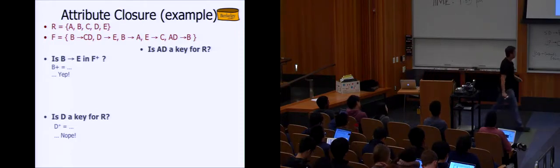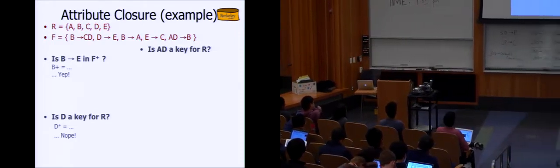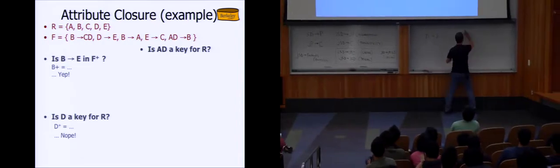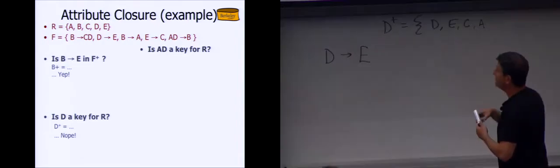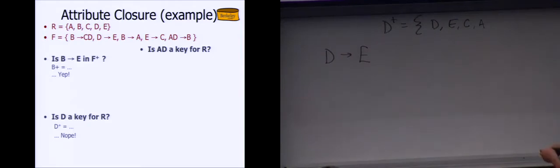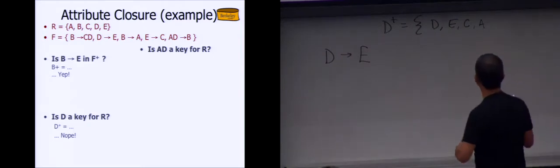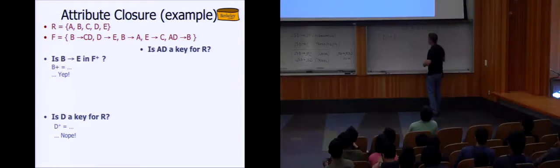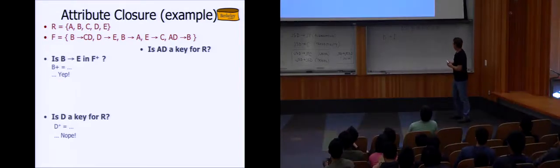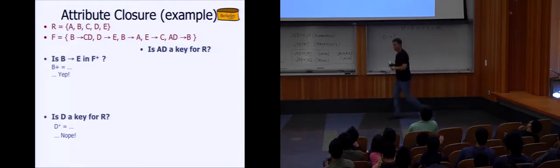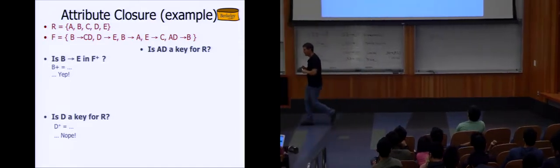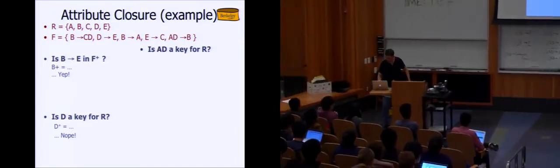All right. Is AD a key for R? Let's try again. AD might be more fun. We got A in here now. We already get E and C for free because we did those already. So let me throw in A. Is AD a key? What else do we get? B. Now what? C. Cool. Already got it. Anything else? All right, we got all of them, right? We're finished. So yes, it's a key. Good. So AD is a key. Yay.